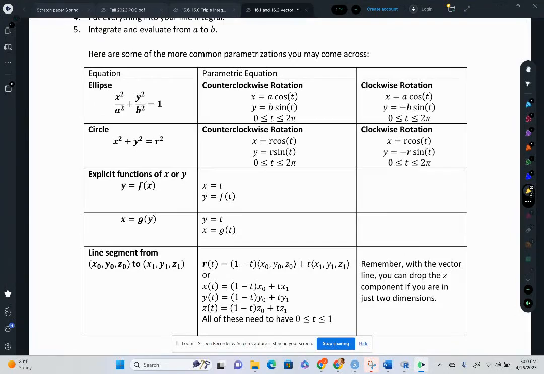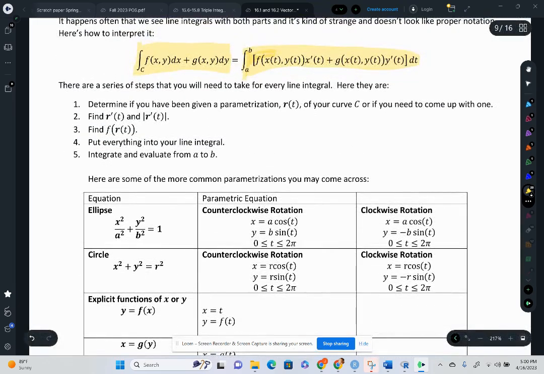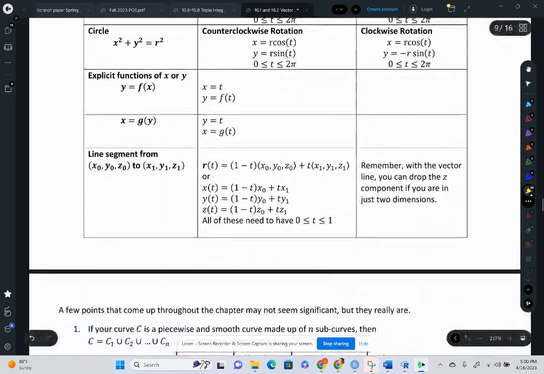You won't always need it, but if you have not been given an r(t), you've just been given a description of your arc, your C, then you may have to come up with one. Then after you've come up with or been given your r(t), you need to find r'(t) and the magnitude of r'(t). And then you need to evaluate your scalar function at r(t), and then you just pop everything into your line integral and integrate. And then you're going to evaluate from whatever the bounds of t are.